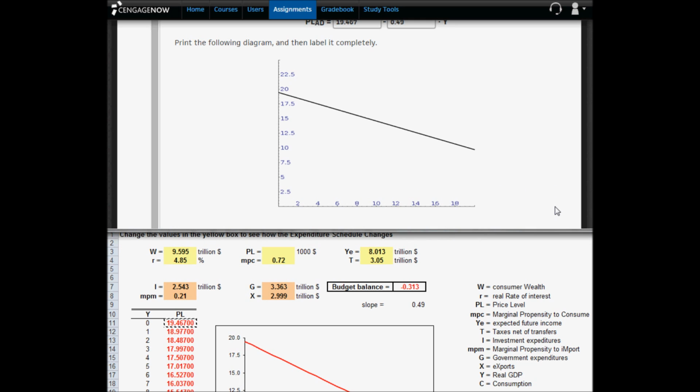And if you were to print this diagram off, you would label this axis price level, PL. You'd label this axis down here, Y, or real GDP. In parentheses over here, you'd put thousands of dollars, and in parentheses down here, you'd put trillions of dollars. And you'd label this curve AD for aggregate demand.